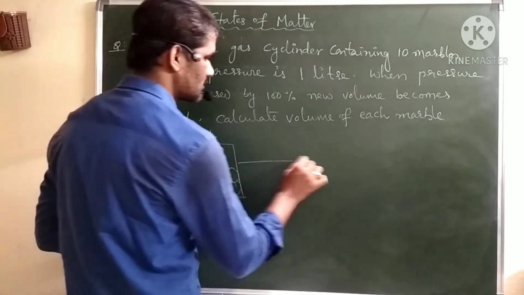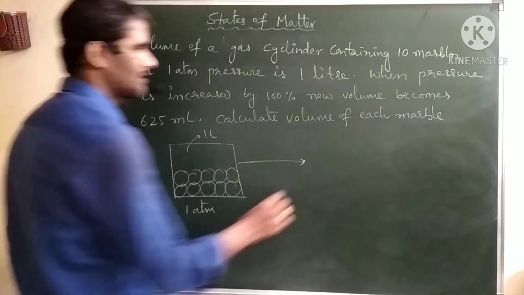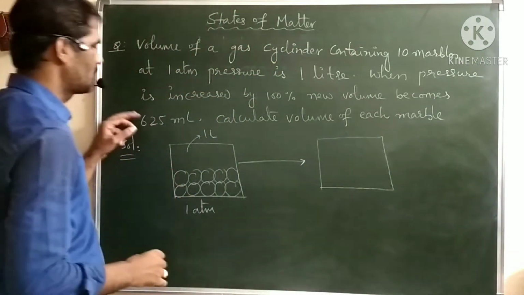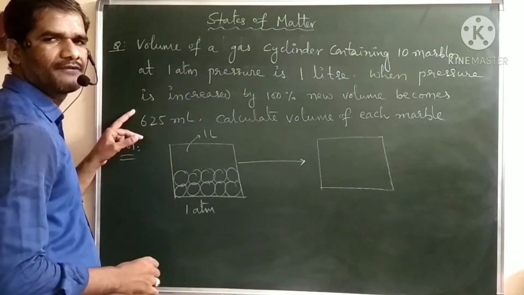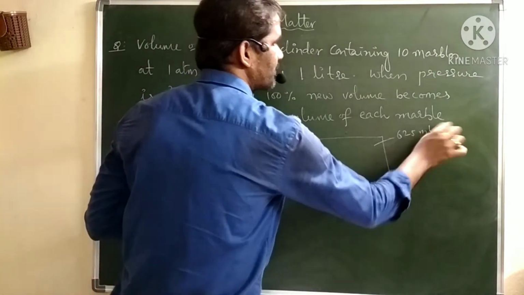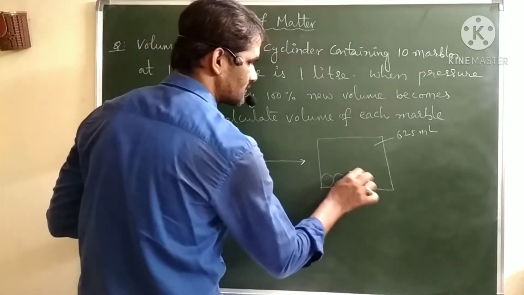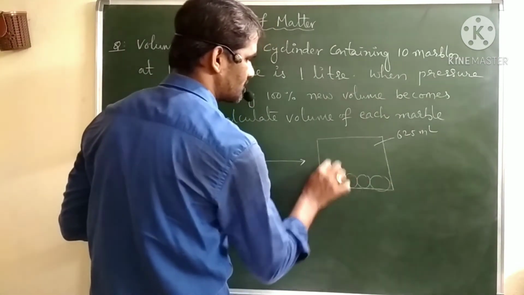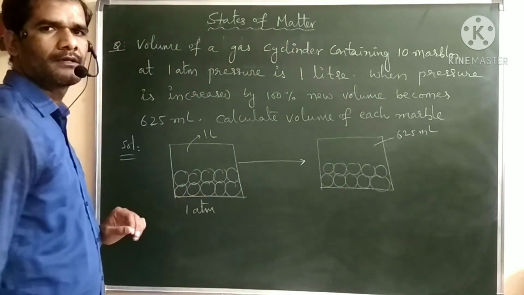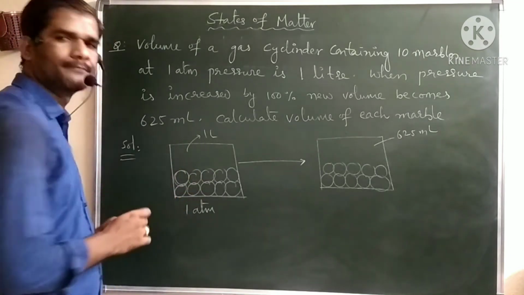So here now the pressure is increased by 100%. Then what happens? The new container volume is decreased to 625 ml. The final volume is now 625 ml. Again the same container contains the same number of marbles. There is no change at all with respect to the marbles. Then we have to calculate the volume of each marble here.